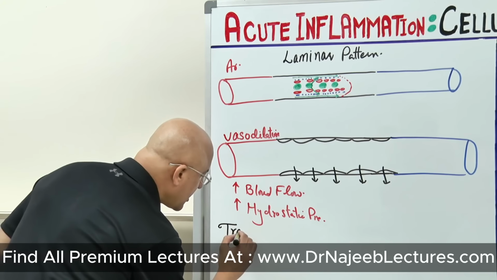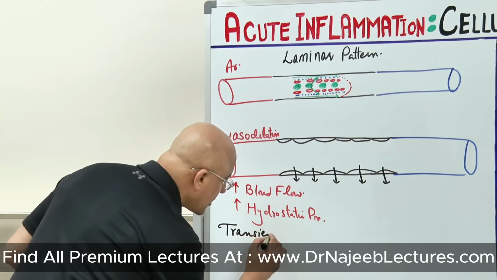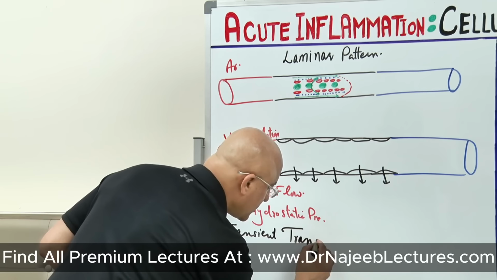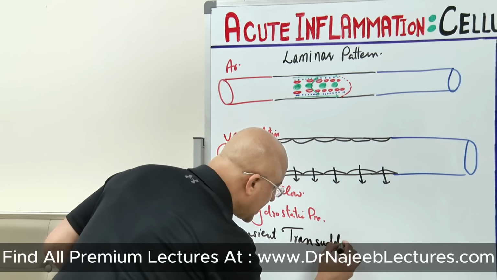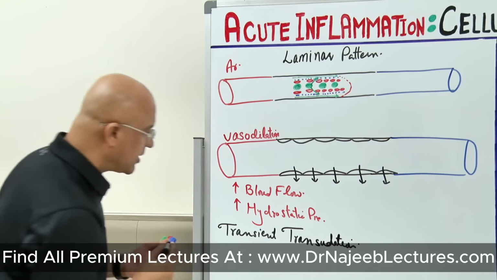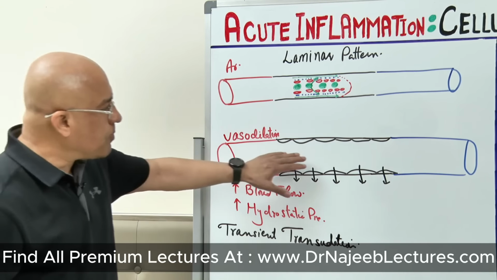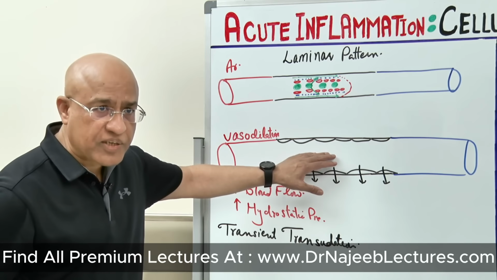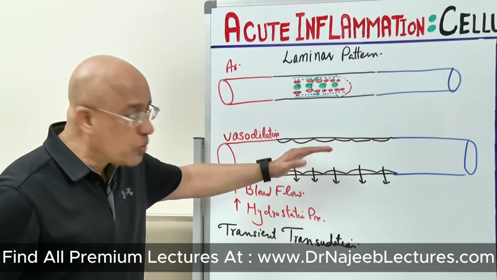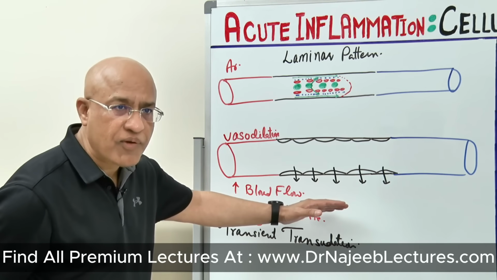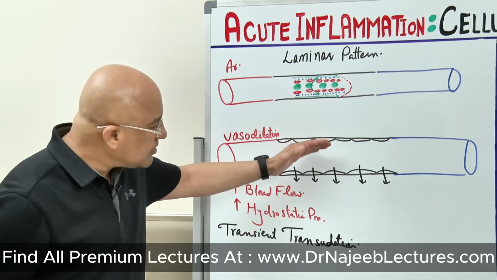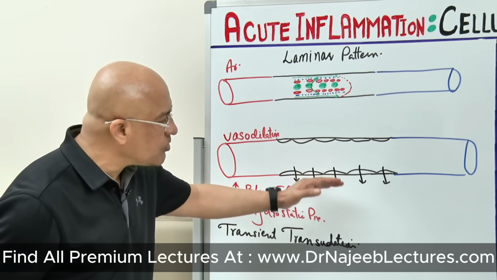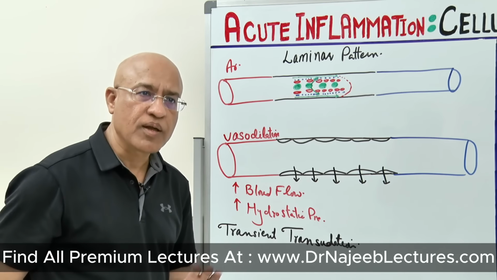Transient transudation. Now, what is transudation? I will explain later that exudation will occur. But transudation is when pressure in the microcirculation increases and, under hydrostatic pressure, fluid is pushed out in inflamed tissue. This is an ultrafiltrate of plasma, and we call this process transudation.